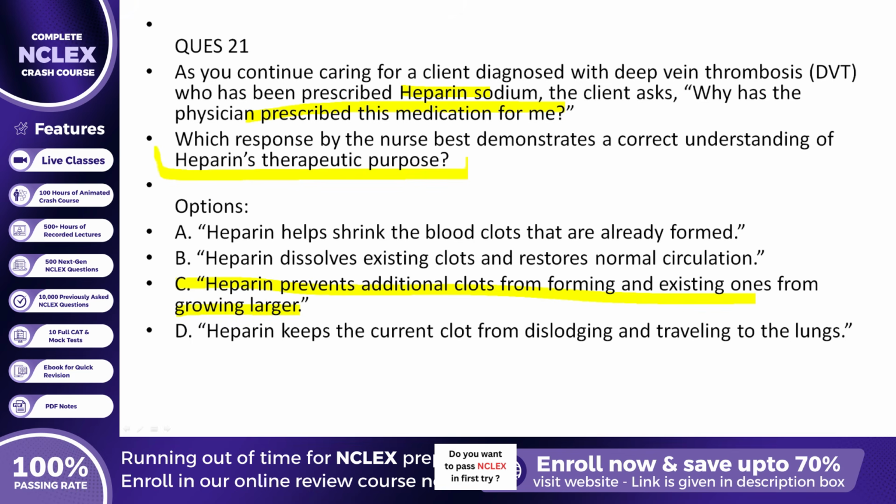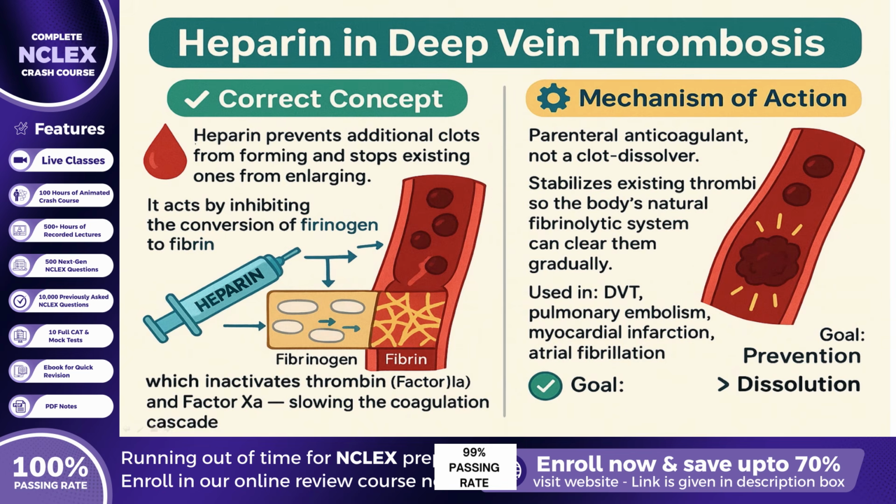larger. Delving deeper into the rationale, heparin is a parenteral anticoagulant that works by inhibiting the conversion of fibrinogen to fibrin, thereby preventing clot formation and further propagation of existing thrombi. It enhances the action of antithrombin III, which in turn neutralizes several clotting factors, especially thrombin (factor IIa) and factor Xa, effectively slowing the coagulation process. However, heparin does not dissolve already formed clots. Rather, it stabilizes them and allows the body's natural fibrinolytic system to gradually break them down over time.